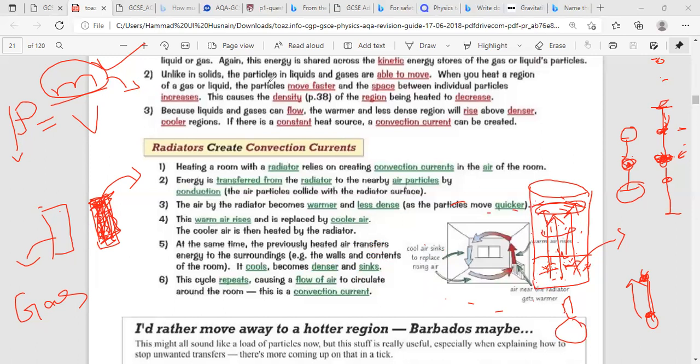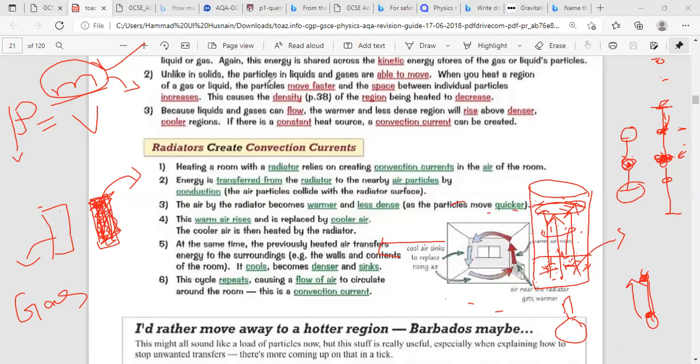Heating a room with a radiator relies on convection. Energy is transferred from the radiator to the nearby air particles by conduction, because they collide with the radiator. The air particles near the radiator collide with it and get thermal energy through conduction, and then the air by the radiator becomes warmer and less dense, so it moves quickly away from the radiator.